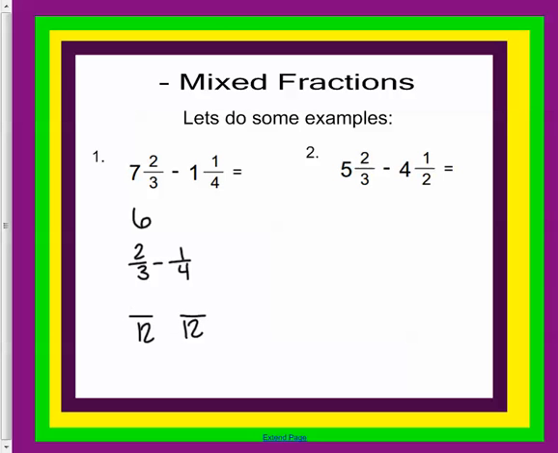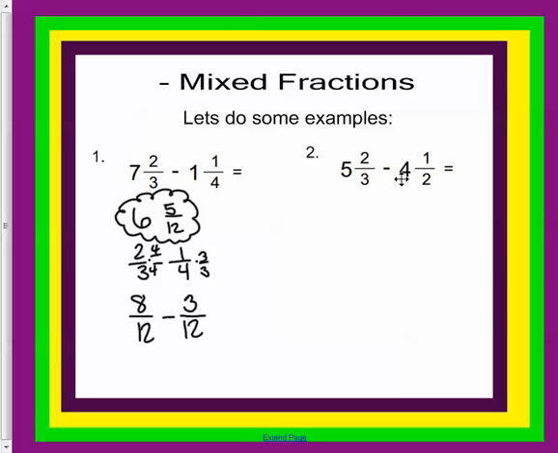It would be 12. 3 times 4 is 12, and 4 times 3 is 12. So 3 times 4 is 12, so 2 times 4 is 8. And 4 times 3 is 12, so 1 times 3 is 3. Do you see how I did that? Whatever I multiplied the denominator by, I also multiplied the numerator by. In this case, it was 3 over 3, and over here, it was 4 over 4. So now I have 8 twelfths minus 3 twelfths, which leaves me with 5 twelfths. And it's already simplified, so I can bubble it in.